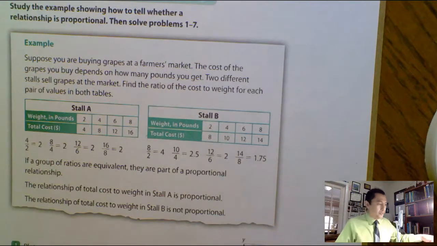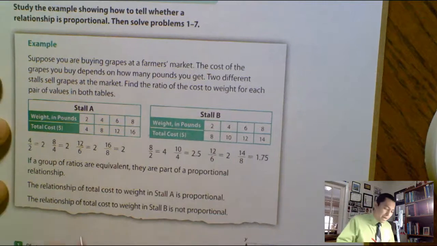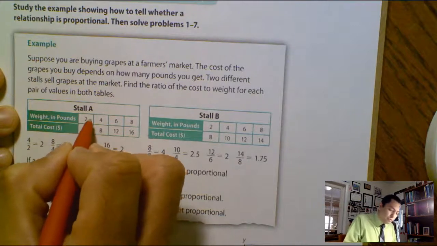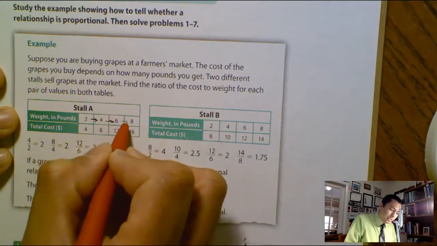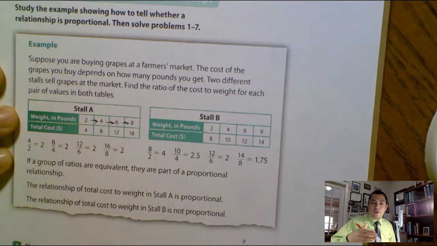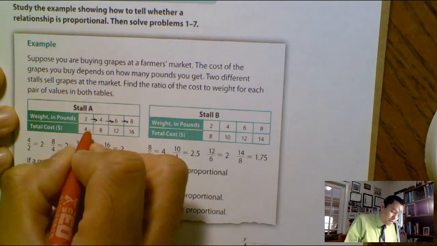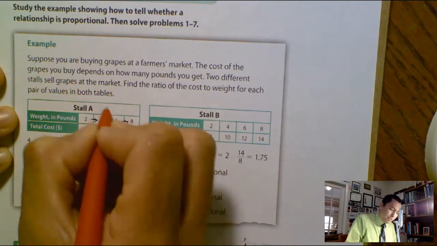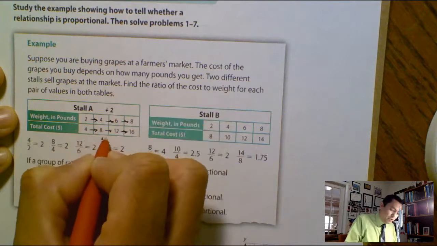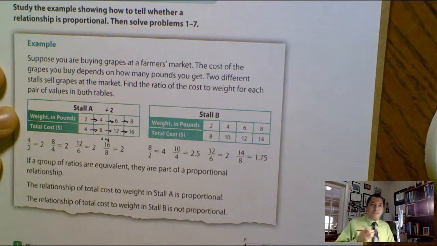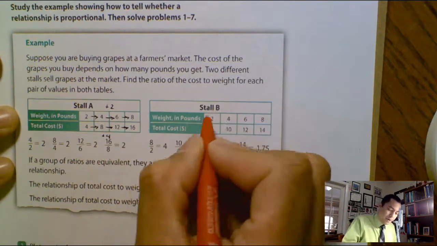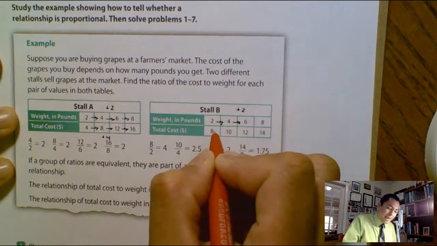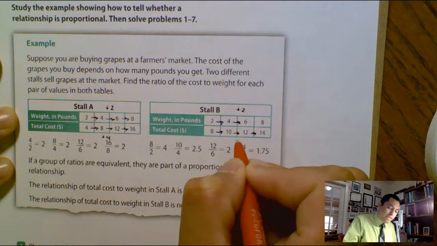Remember, what we usually do is we count. For example, in stall A, we have the weight in pounds. So it goes 2, 4, 6, and 8. So it goes by 2. So the total cost goes 4, 8, 12, and 16. It goes by 4. So this one goes by 2, and this one goes by 4. So now what are we going to do? Well, let's do stall B. So I have 2, 4, 6, 8, goes by 2. Then I have 8, 10, 12, 14, goes by 2.